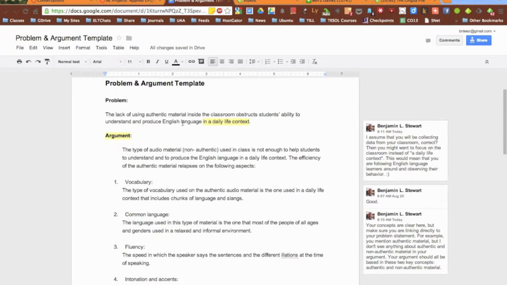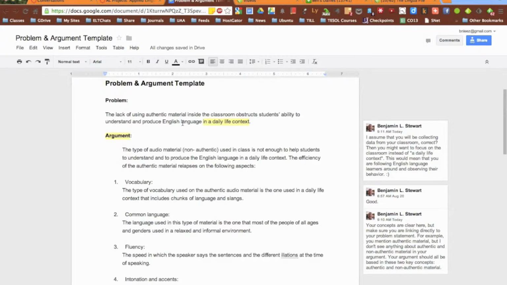But the question I have is, is it aligned? Is the argument really addressing some of the key concepts in the problem? One thing I would recommend is looking at the argument and building some of the key concepts, maybe shifting some of these key concepts to relate more specifically to the problem as far as authentic material. So, for example, I don't see a lot of information here on authentic and non-authentic material, which really, the entire argument would be related to some aspect of authentic and non-authentic material.